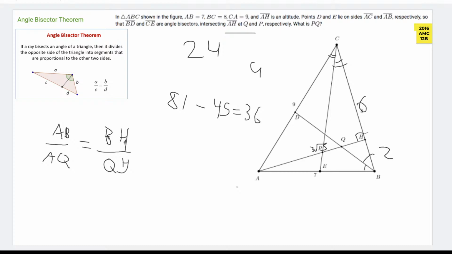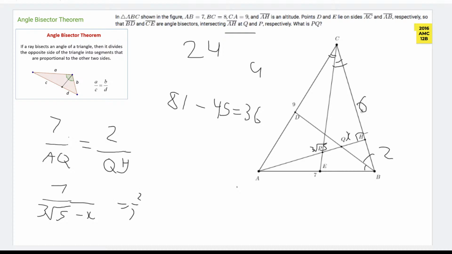So now using the angle bisector theorem, it says 7 over AQ equals 2 over QH. And now we will substitute values in for AQ and QH. Pretend QH is x. That means AQ is just 3 times the square root of 5 minus x. So 7 over 3 times the square root of 5 minus x equals 2 over x.